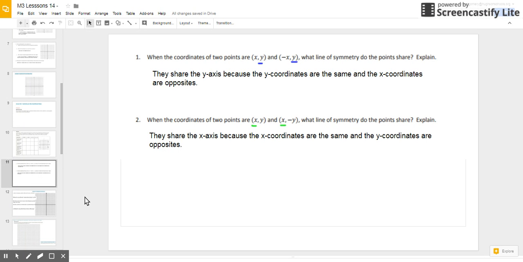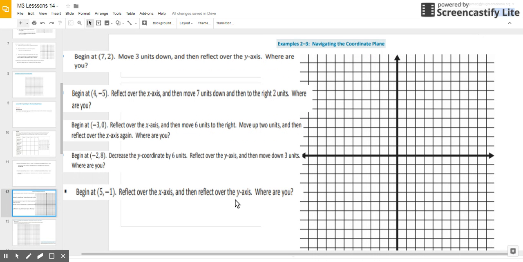We're talking about symmetry. Here's your assignment for the day. You have 1, 2, 3, 4, 5 phrases here that you're going to label on the coordinate plane. So what I want you to do is read through these statements and write the answer down here. Where does it end up? That's what we're doing. You have a beginning point and you have an ending point. Actually, let's go ahead and do the first one together so I can show you what I like to see.